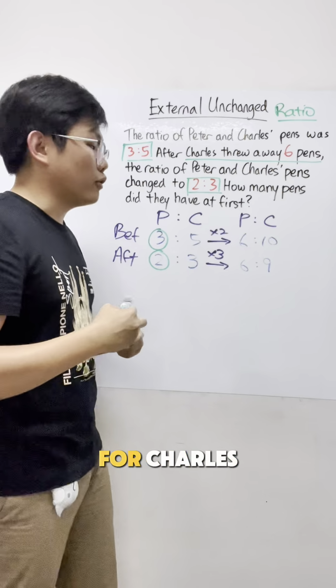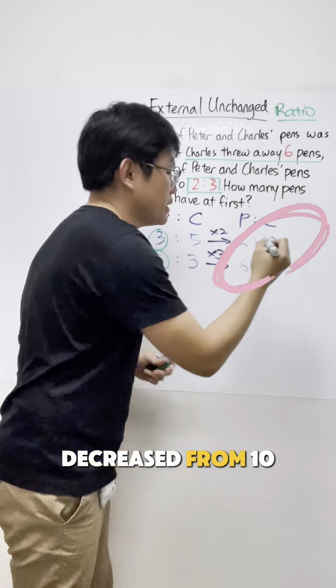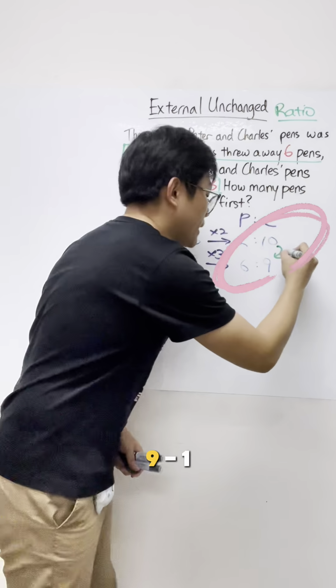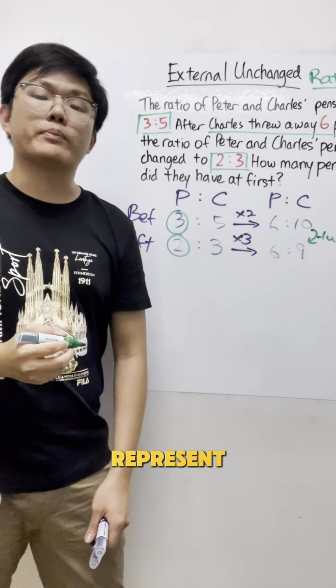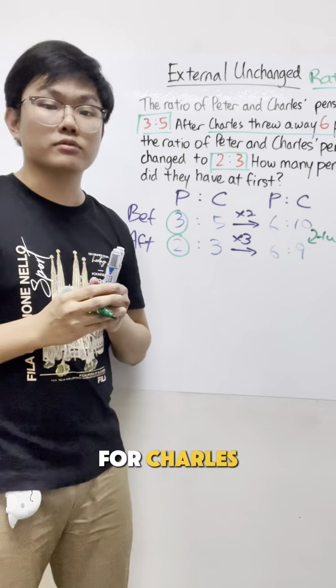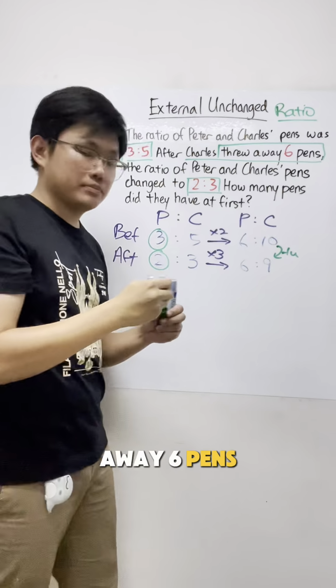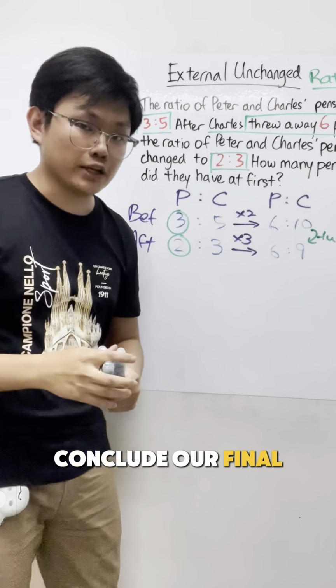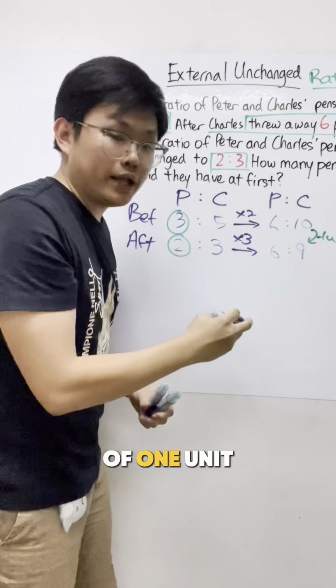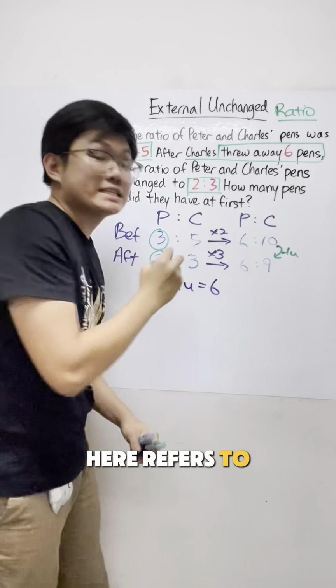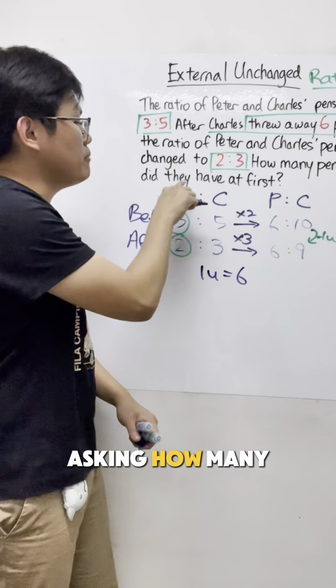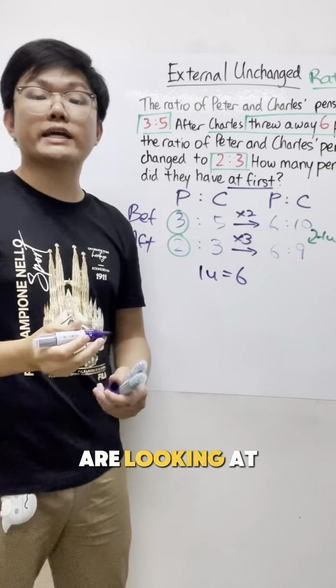Now, what's the key change that happened? We notice that for Charles, the value has decreased from 10 units to become 9, minus 1 unit. And what does this 1 unit represent? It represents the change for Charles, which was earlier on discussed, threw away 6 pence. This means that we can now conclude our final part of the answer, where the change of 1 unit here refers to 6 pence, and if you're asking how many did they have at first, we are looking at before.